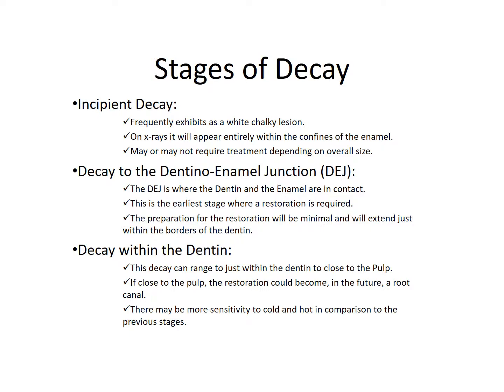The third stage is decay within the dentin. This decay can range to just within the dentin to close to the pulp. If close to the pulp, the restoration could become, in the future, a root canal. There may be more sensitivity to cold and hot in comparison to the previous stages.